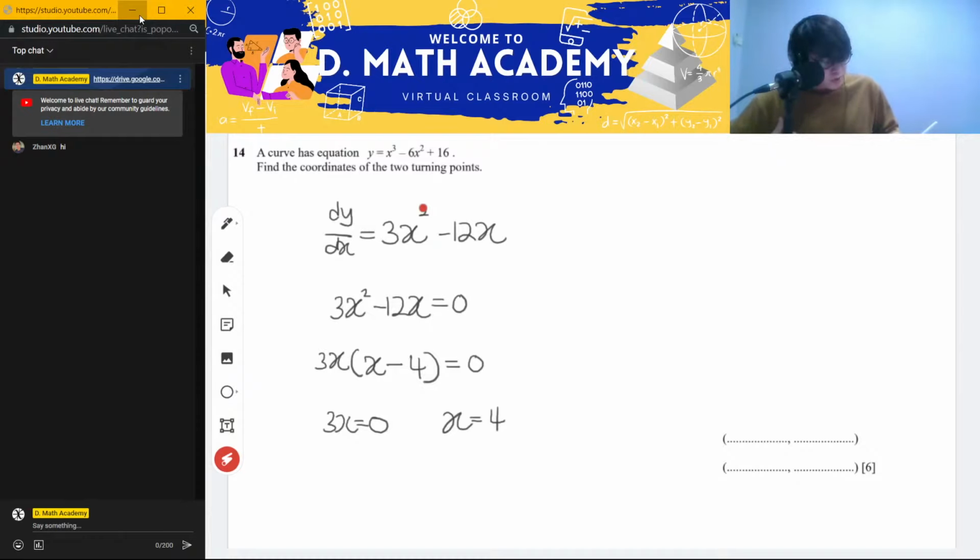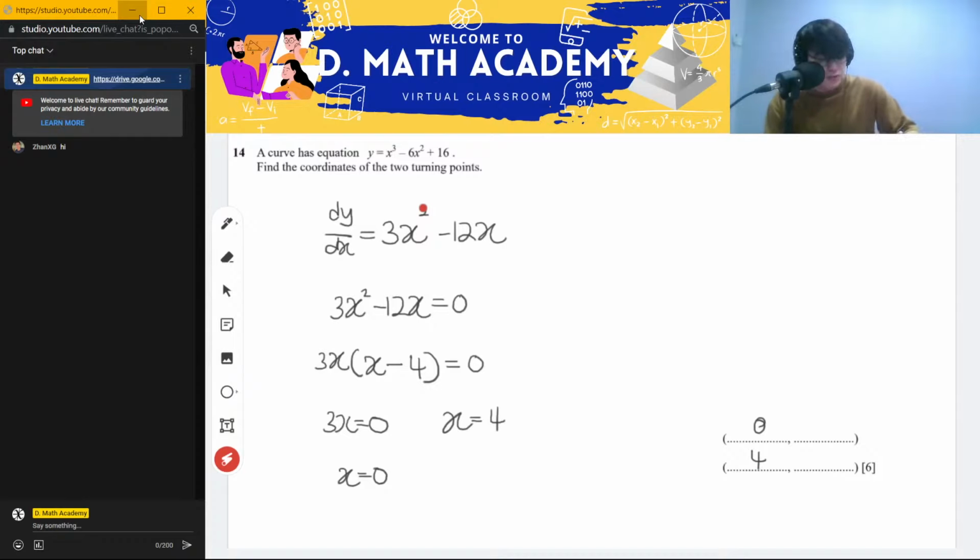Three x squared. Must be 0 in differentiation? No. It must be 0 when it says turning points. Okay. So when I get turning points, I get it as 0 and 4. 3x squared, correct. Negative 12. Yeah, that should be it. Then you can proceed with your calculation.